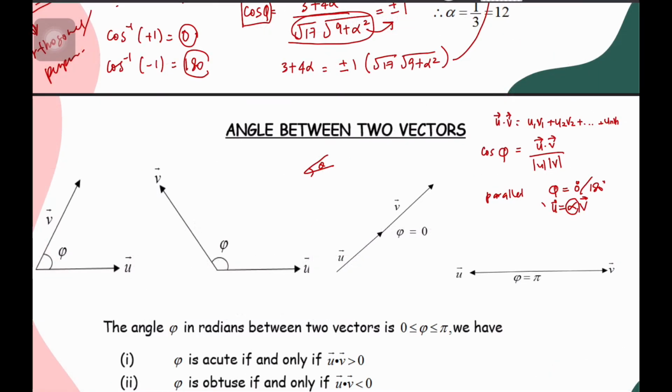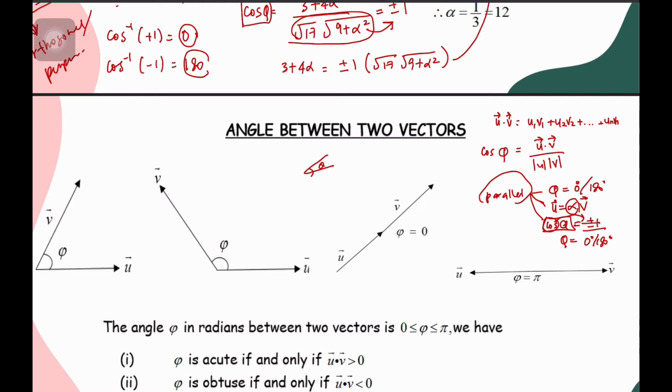And one more thing for parallel vectors: two vectors are said to be parallel when the cos phi gives you the value of positive or negative 1. Because when you transform it, when you move the cos to the other side, you will get the value of phi as either 0 or 180 degrees. So when you get cos phi as either positive 1 or negative 1, automatically you know that both are parallel vectors.